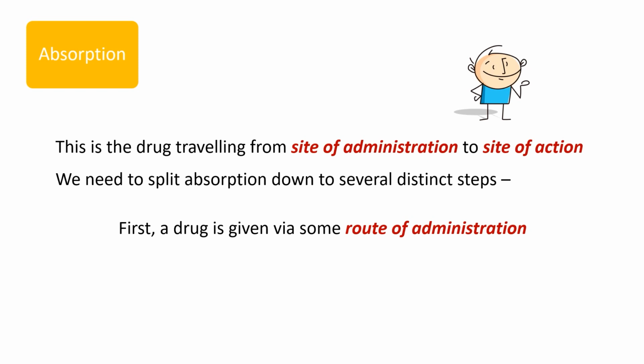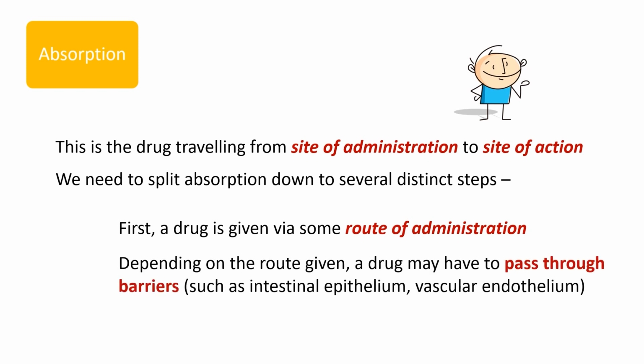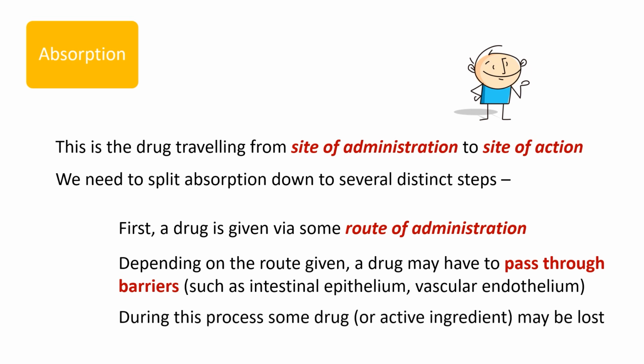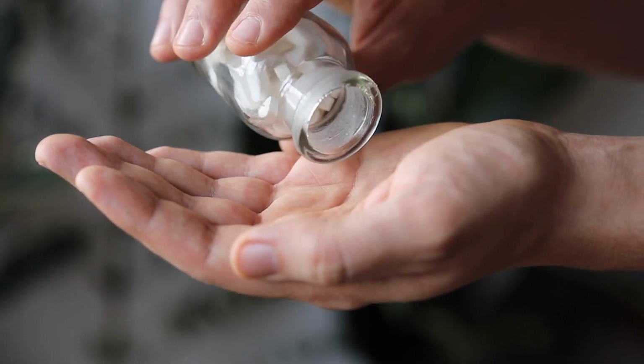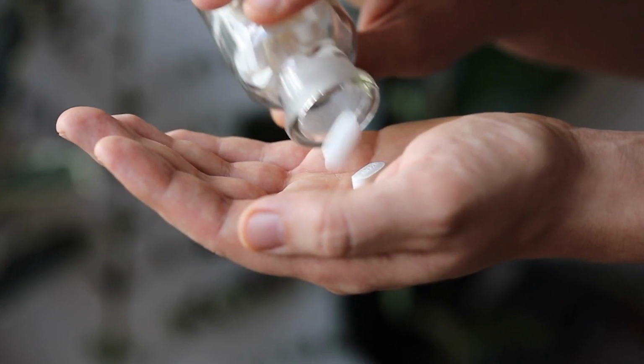Now, depending on how we give the drug, thinking about routes of administration, there are going to be different barriers to that. So if we give a drug orally, it's going to have to pass through some barriers like intestinal epithelium, vascular endothelium, etc. And during that process, often a lot of the drug is changed or is lost to tissue or to metabolism.